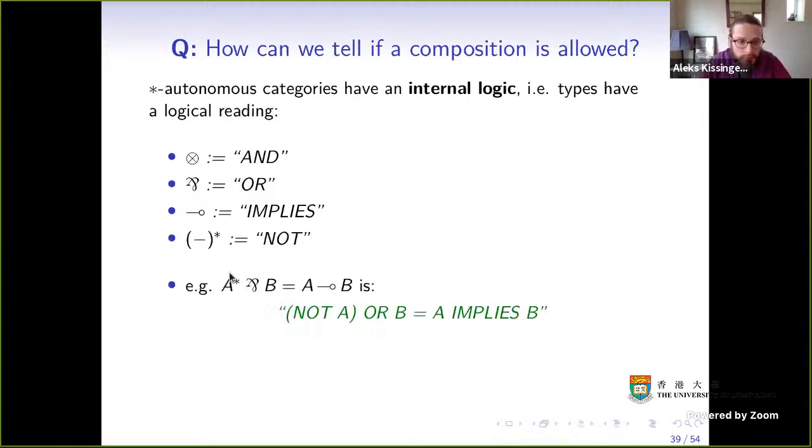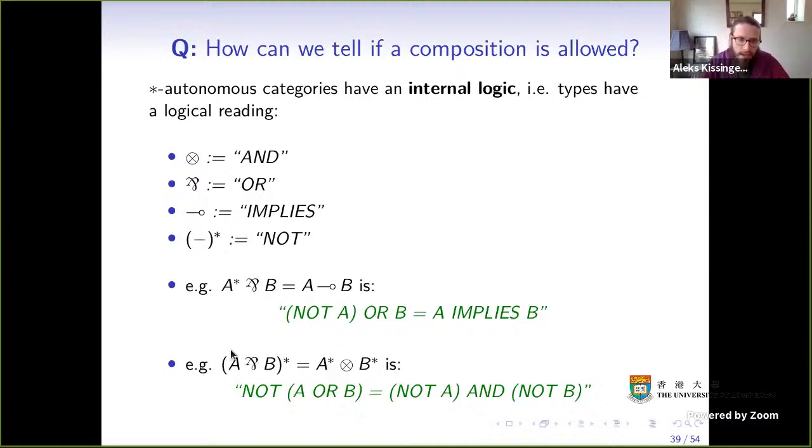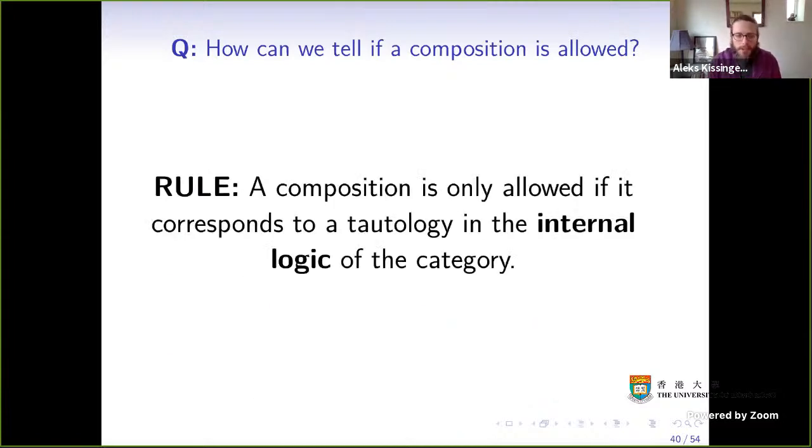Okay, so for example, this kind of definition of the lollipop now makes sense if I read this logically. Right, this is saying not A or B equals A implies B, right? Which, as you probably remember from school, is how implication can be defined. And here again is this De Morgan dual that I was talking about before. Not (A or B) is not A and not B. Okay, so this is the idea of this internal logic. So what's it for? Well, it's for this rule.